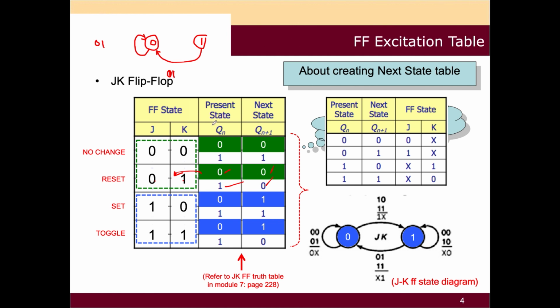Okay, I repeat again for your 0 0 condition. You can see your present to next state is 0 to 0, so it will be similar like this. There is another condition which is 0 0, and then it will be 1 to 1. From 1 to 1, I can draw like this, I can also draw like this.